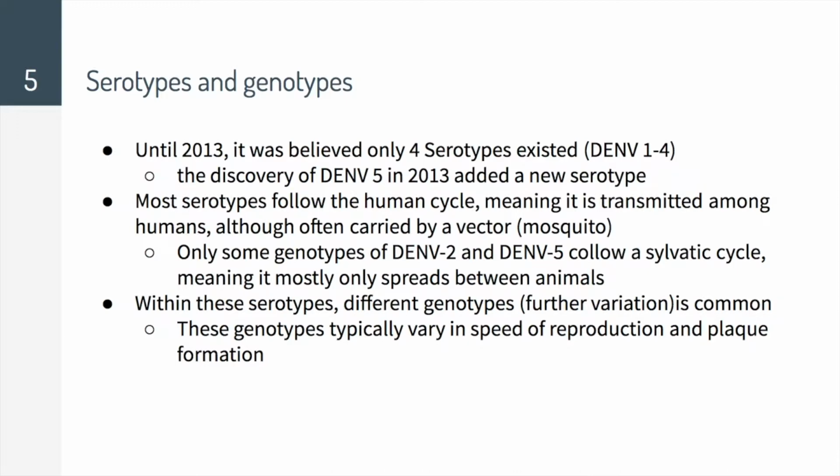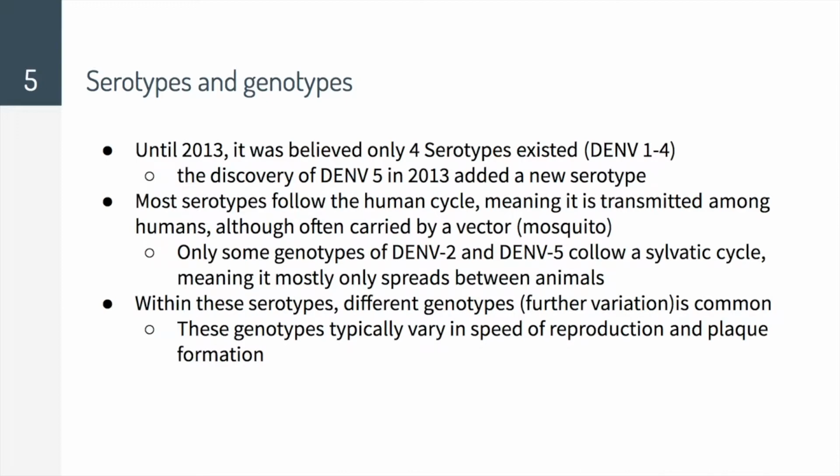Most serotypes follow the human cycle, meaning it is transmitted among humans, but carried through a vector, in this case the Aedes aegypti mosquito. Only some genotypes of the DENV2 and the DENV5 actually follow a sylvatic cycle, meaning that it only spreads between animals. Within these serotypes, we also see different genotypes, which causes further variation in the virus.